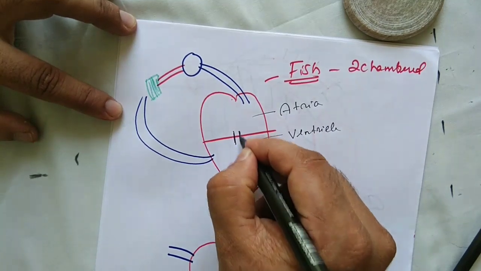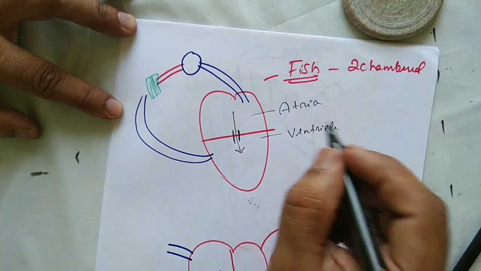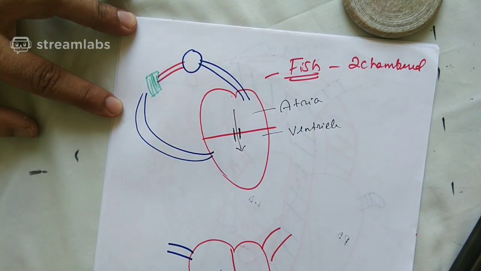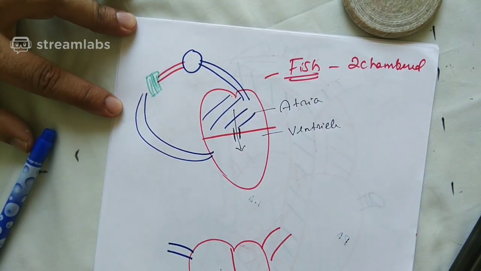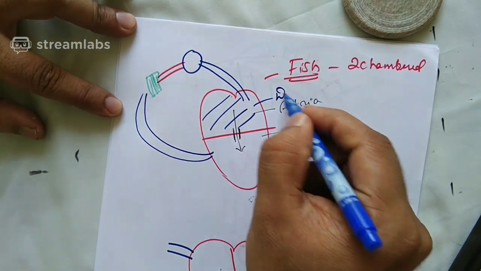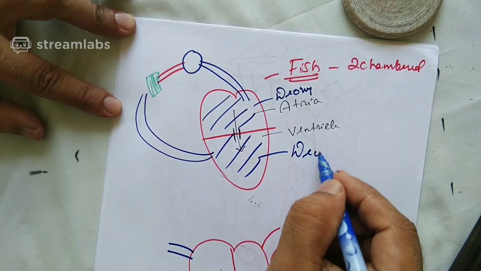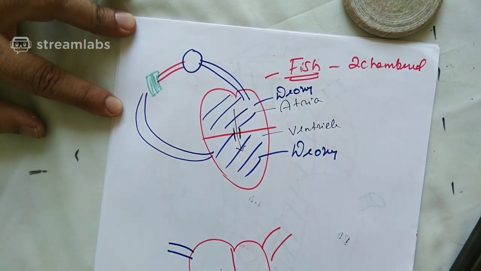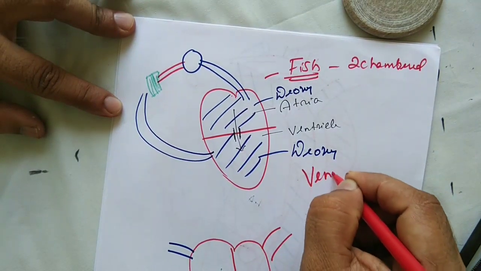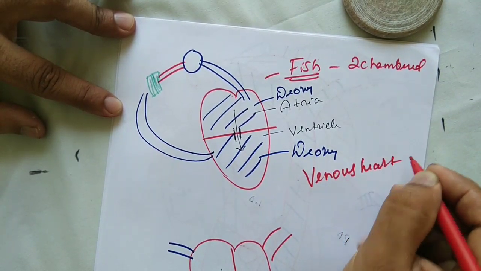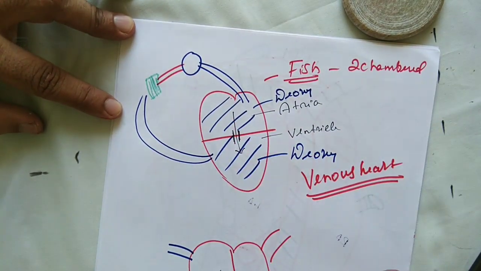And this here is an area where blood can come down. Remember, this atrium is completely filled with which blood? The atrium is completely filled with the deoxy blood. Clear? Deoxy blood it is. Ventricle is also filled with which blood? Deoxy blood. That means the heart has only deoxy blood. That is the reason fish heart is called venous heart. Is the matter clear? Fish heart is called venous heart, reason it contains only deoxy blood.